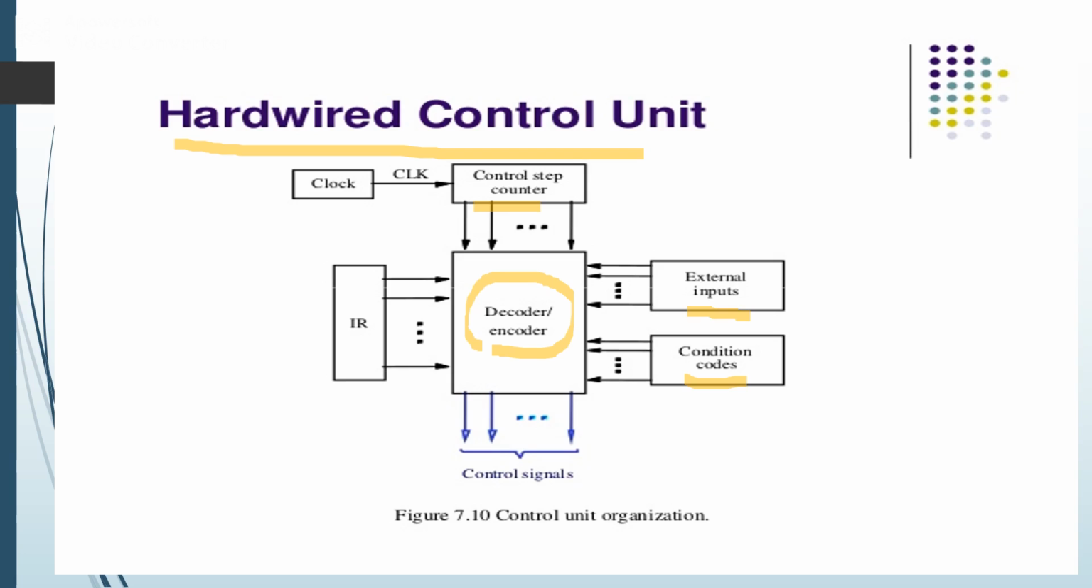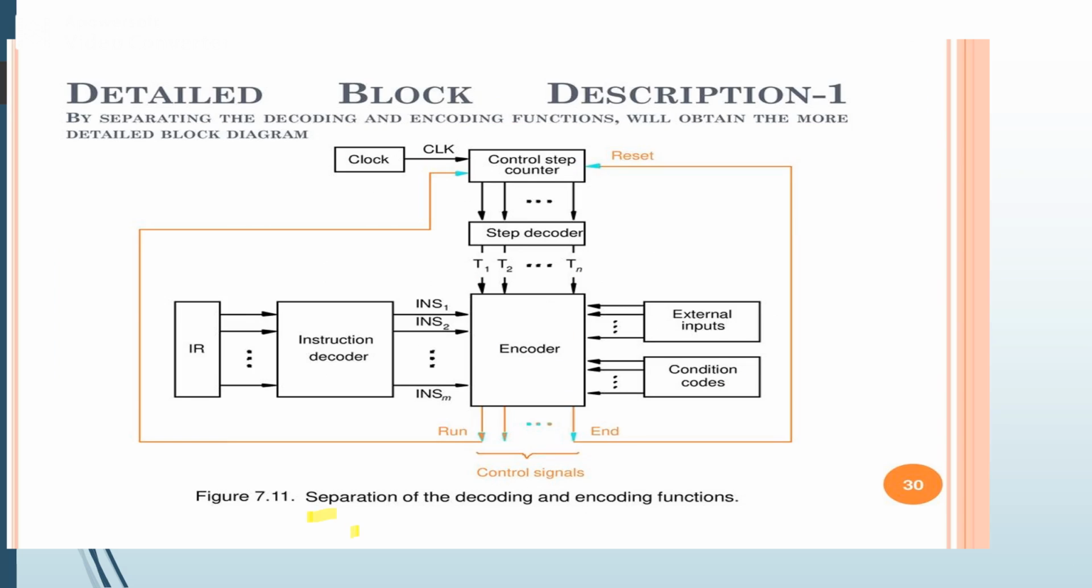So next we'll consider a detailed block diagram with a separate decoder and encoder block, showing the separation of the decoding and encoding functions. The step decoder provides a separate signal line for each step in the control sequence. So here we can observe that we have one step decoder which provides a separate signal line for each step in the control sequence.